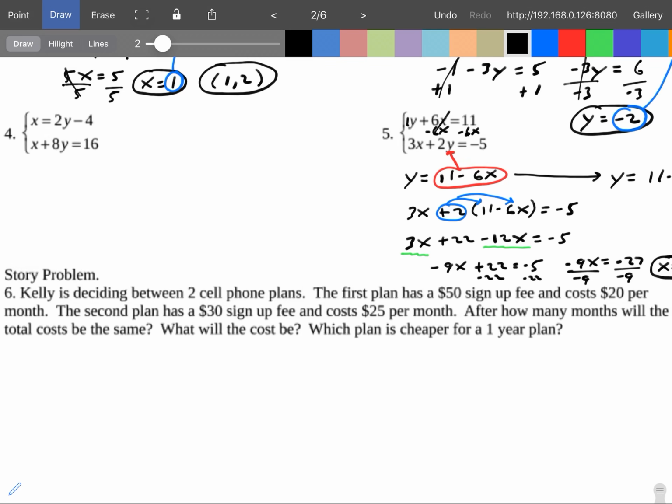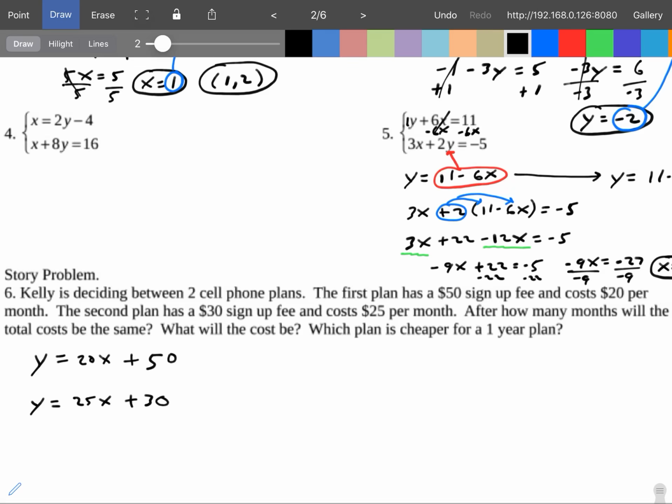So let's see if we can set up this system of 2 equations with 2 unknowns. The first plan, the cost, y, would equal $50 up front plus $20 for each month. And then the second plan, the cost, you pay $30 up front plus $25 per month.